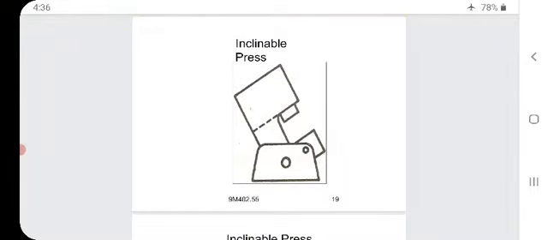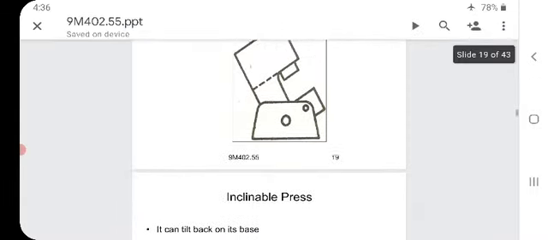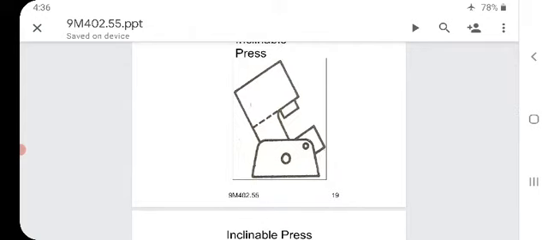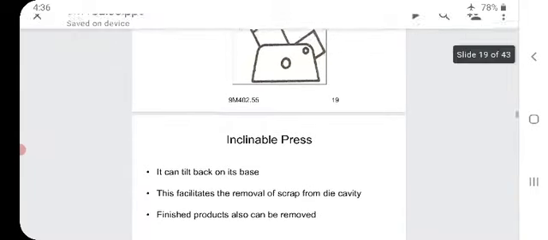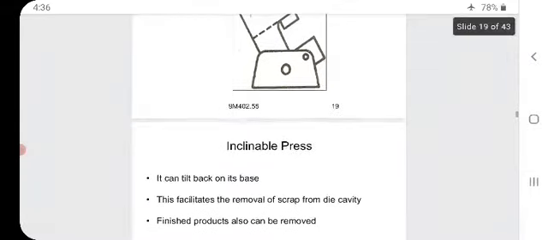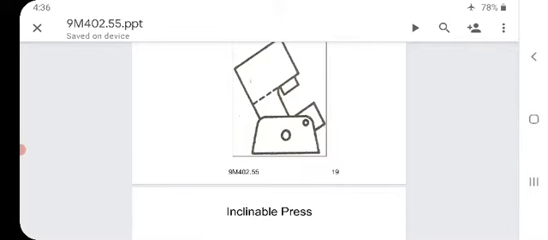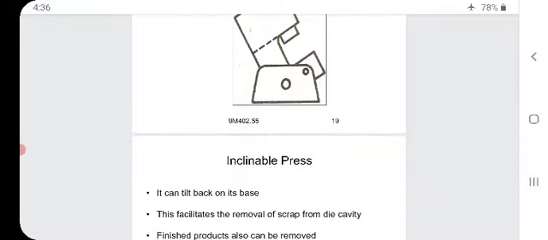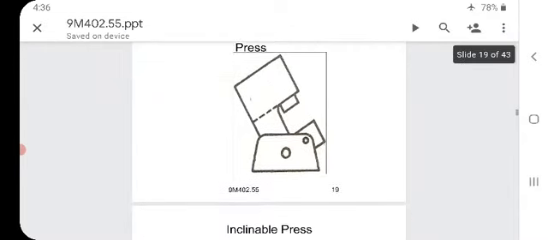Next, inclinable press. Our next topic is the inclinable press. It can tilt back on its base, as shown in the figure. This facilitates the removal of scrap from the die cavity. That means we can remove the excess material from the die cavity. Finished products can also be removed.